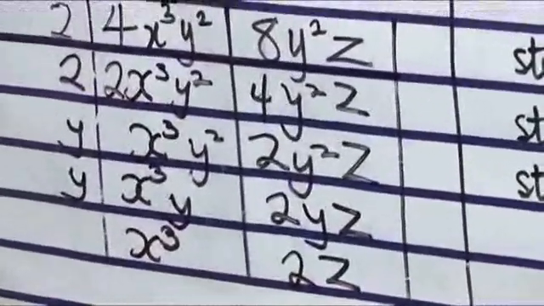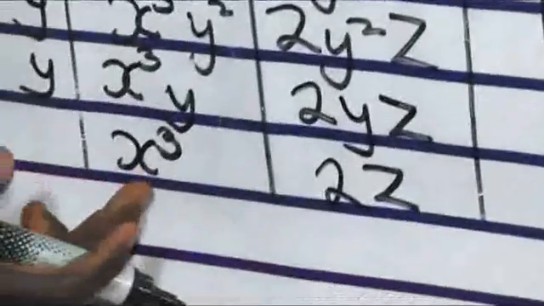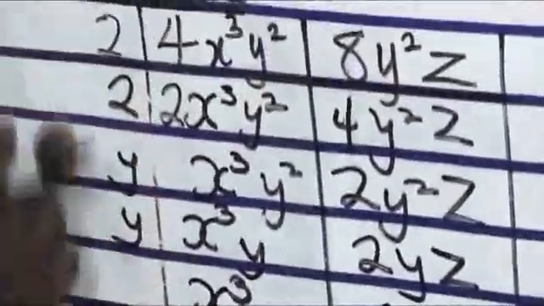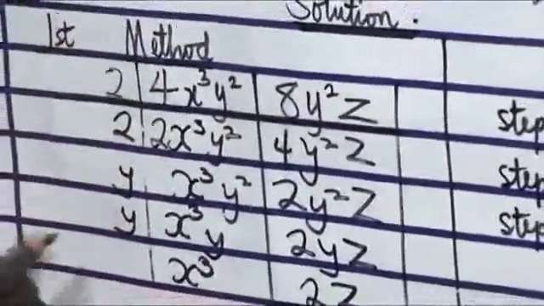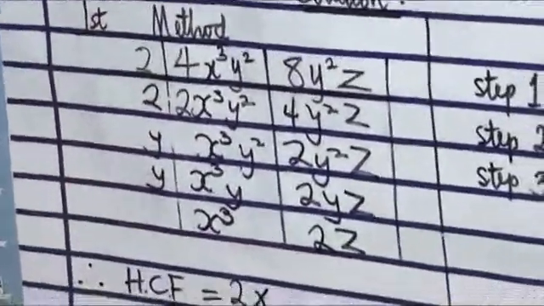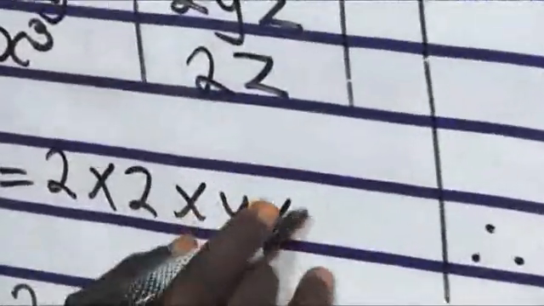Okay, then check what letter is common or what number is common again. If you check, there is an x here, there's z here. So there's no letter or number that is common to both of them. That is where you end it. It means to get your HCF, you just multiply all these. That should be 2 times 2 times y times y.